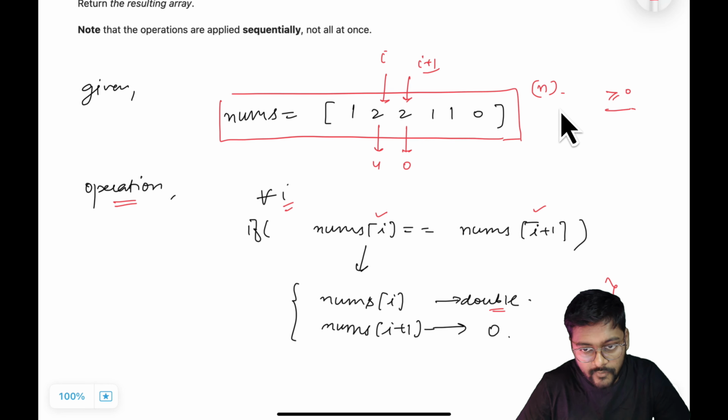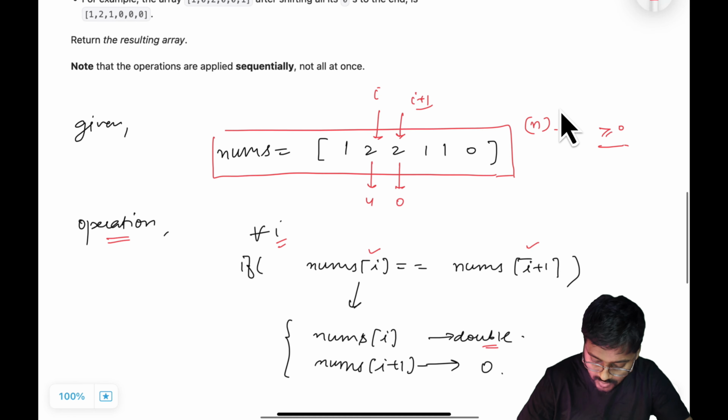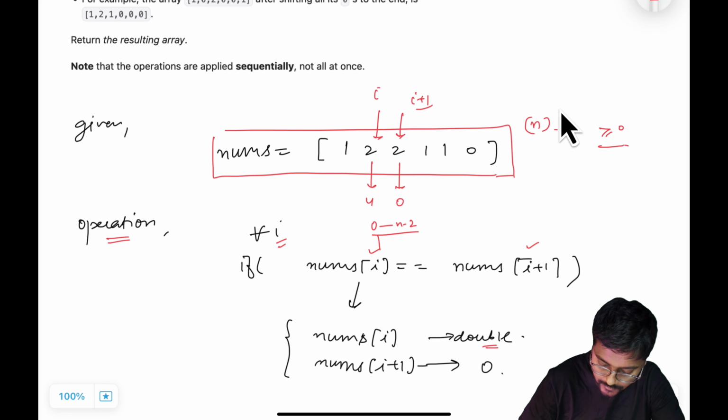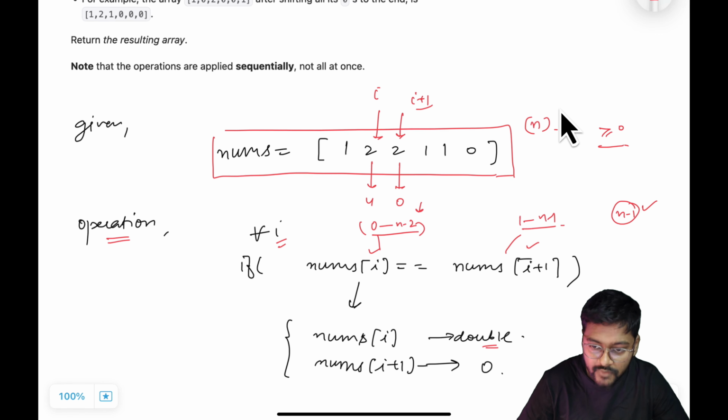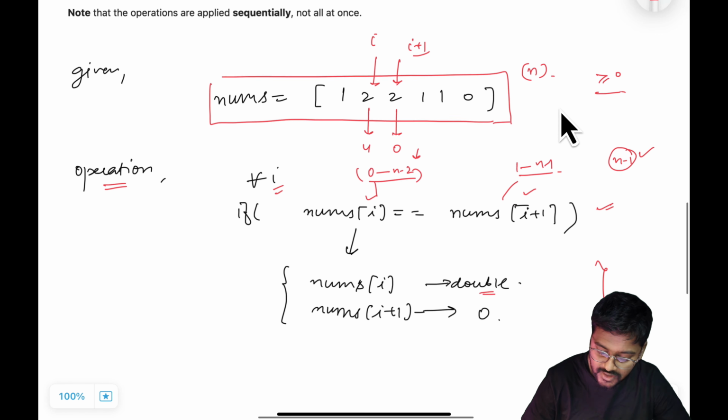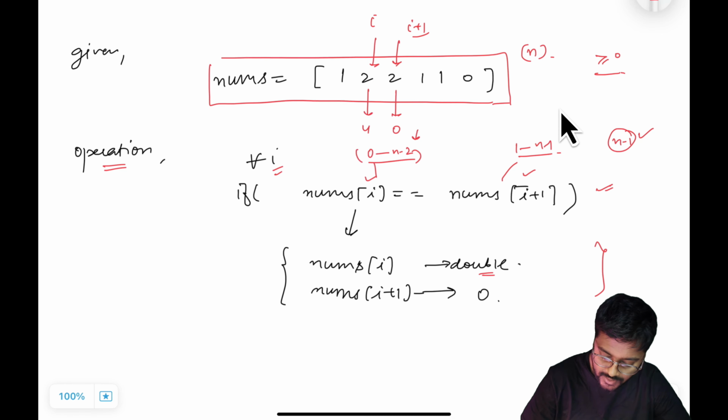So this operation we have to perform. How many times can we perform it? To every pair we are going to apply it, with i starting from 0 to n minus 2, and i plus 1 going from 1 to n minus 1, because we have to keep one space for the next element. So in total it will be n minus 1 times. N minus 1 times we have to check this condition, and if it matches, we perform the operation: make the current element double, multiply by 2, and set the next element to 0.